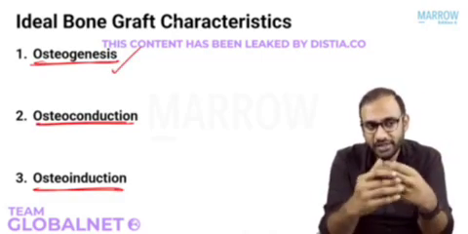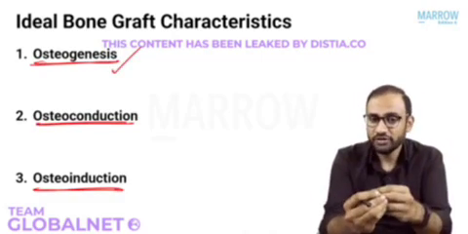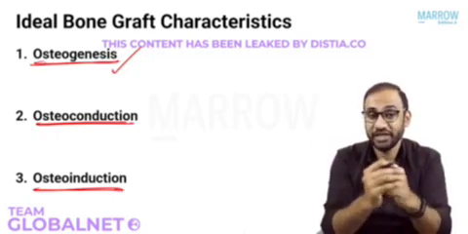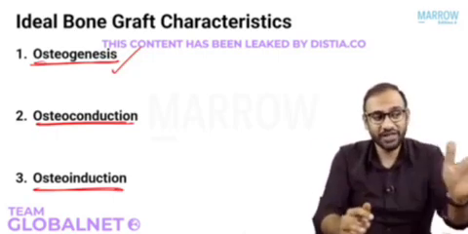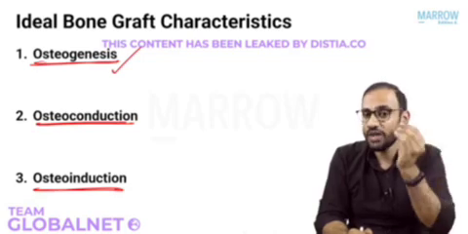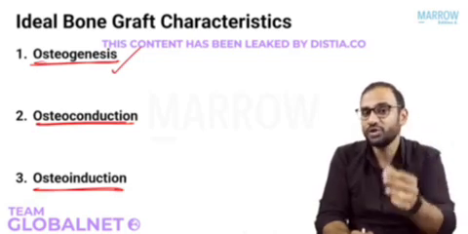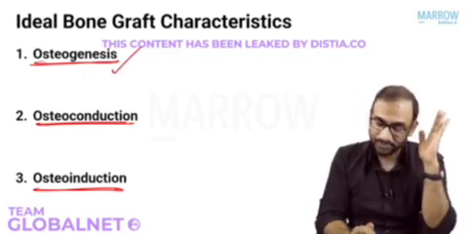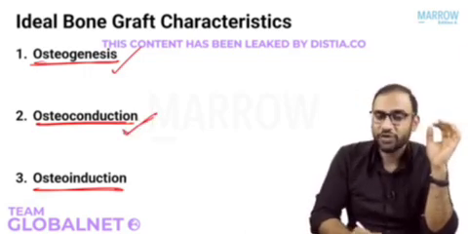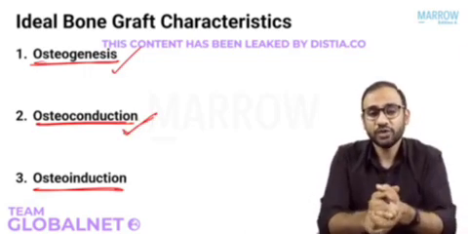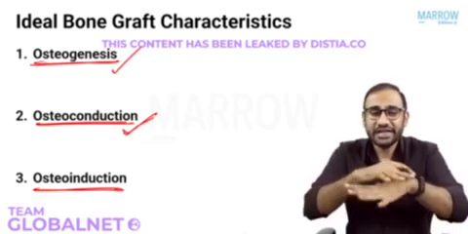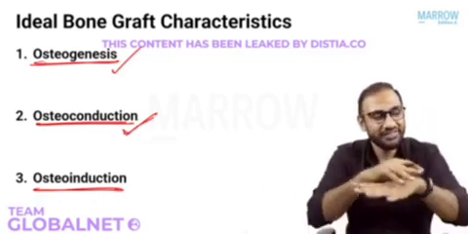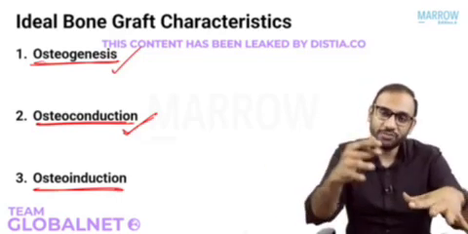Osteogenesis property is basically a property of the bone graft to grow new bone on its own. It makes new bone on its own. So nobody else can do it. It has to be an osteoblast or an osteoprogenitor cell to do it, to make new bone. What is the osteoconduction property of the bone graft? Osteoconduction property of the bone graft is to basically act as a canvas over which bone grows. So this bone graft will act as a canvas over which the bone will grow.